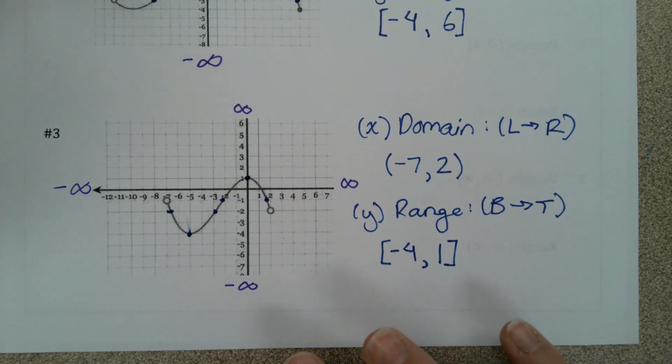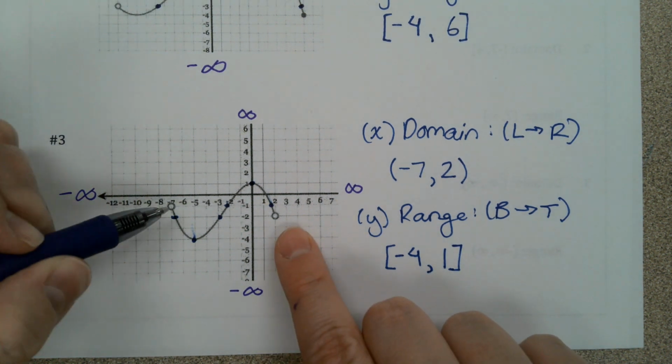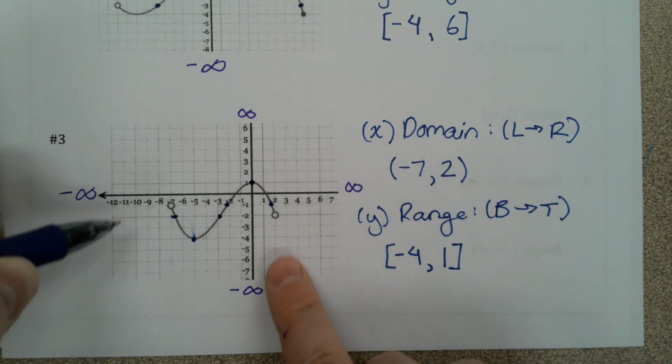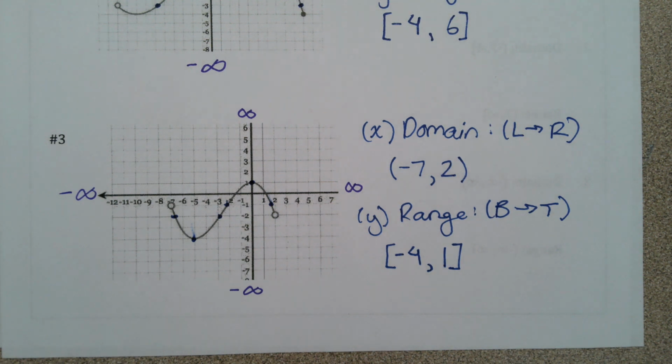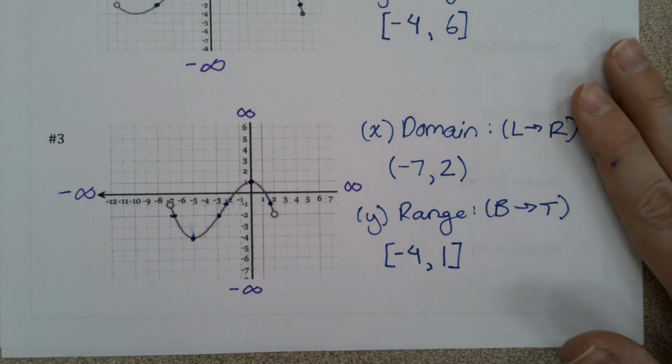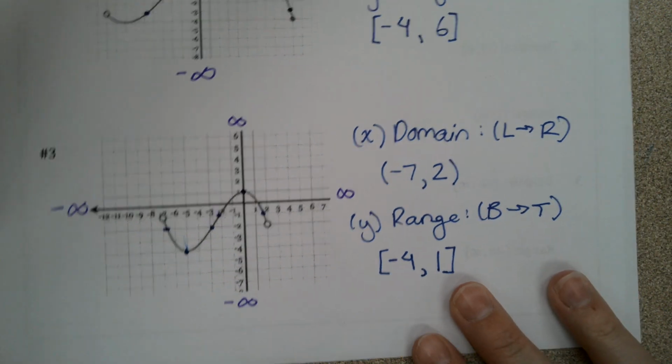The only time you're going to have that parenthesis is when you have an open dot, which we did for our domain, but they did not matter in the range, or if we have an infinity symbol, which we're going to get to in just a moment. So this is domain and range when we're using actual numbers. Now let's look beyond that.